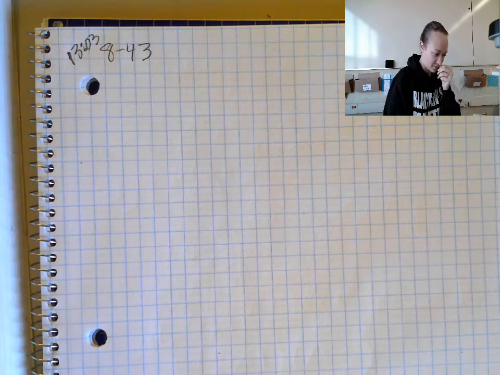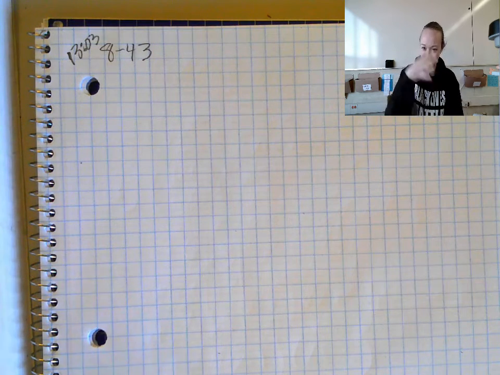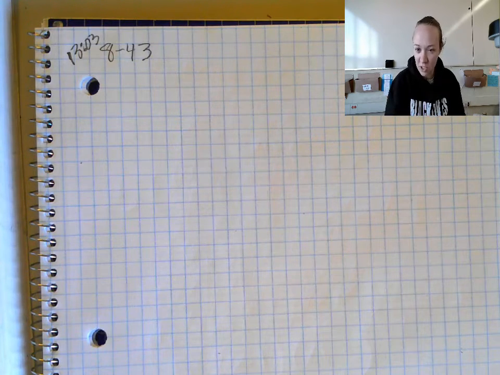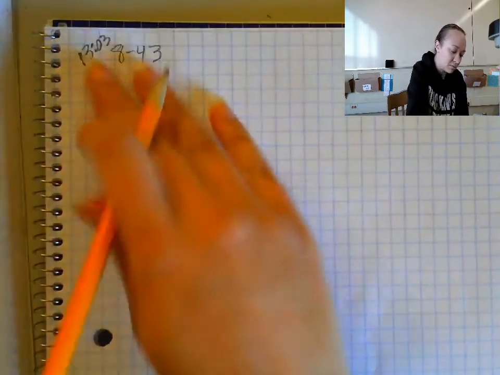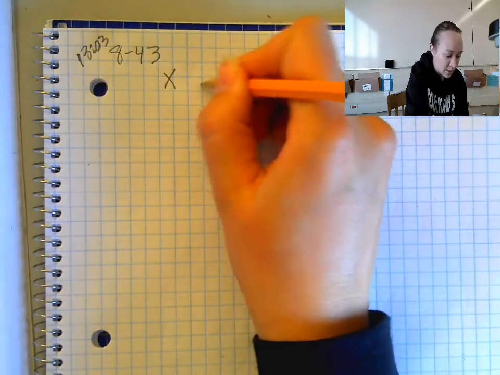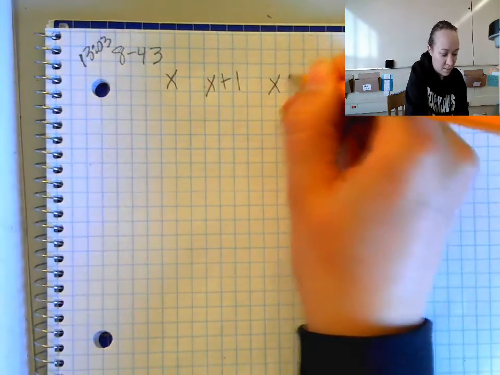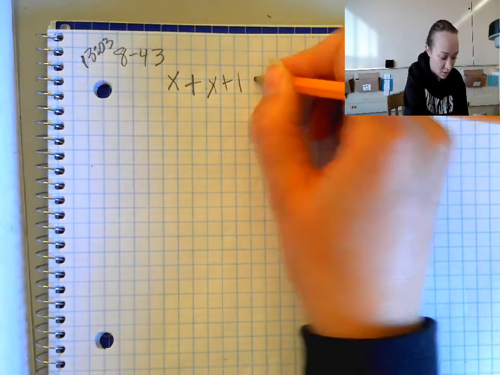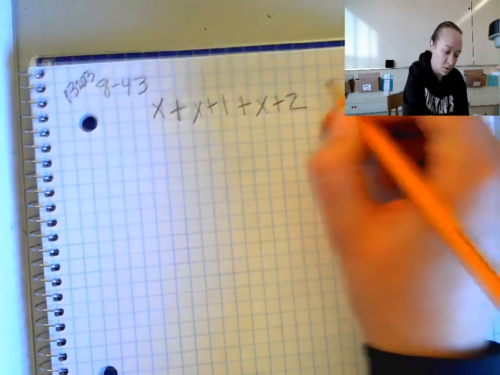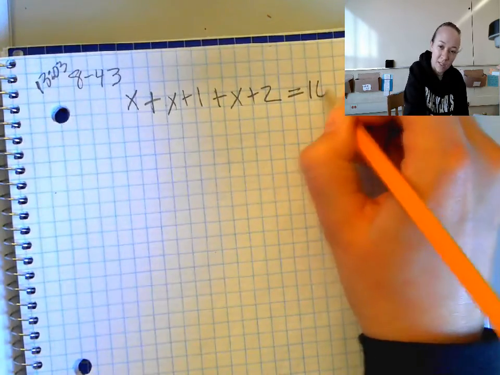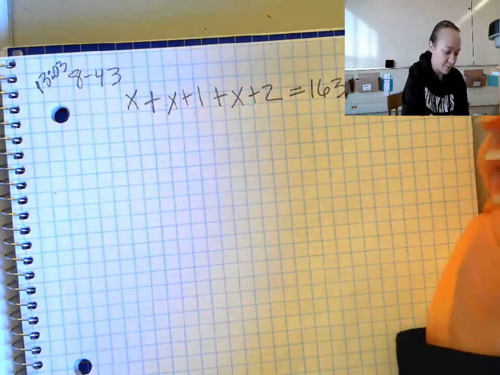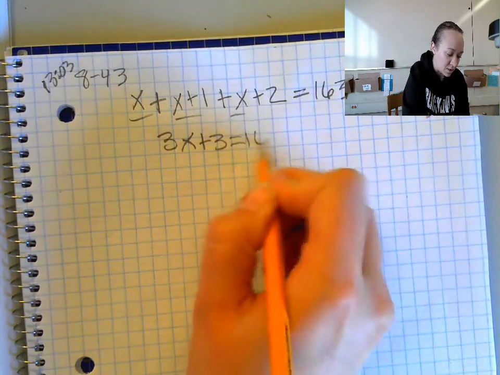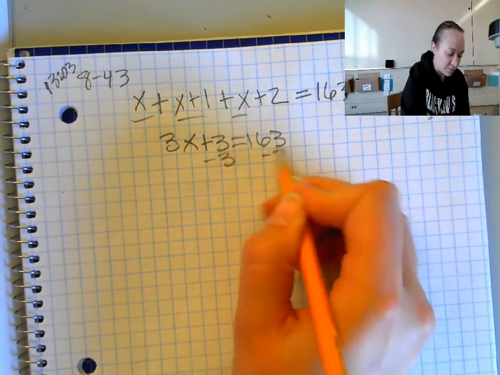All right, on 43, we need 3 consecutive integers. That means they're all lined up, whose sum is 138 by writing and solving an equation. So let's say the first integer is x. The second integer would be x plus 1. Third integer would be x plus 2. I want the sum of those 3 integers, so I'm going to do x plus x plus 1 plus x plus 2 equals 163. And then I need to solve that. Well, I could combine like terms. 3x plus 3 equals 163. And then I can solve.